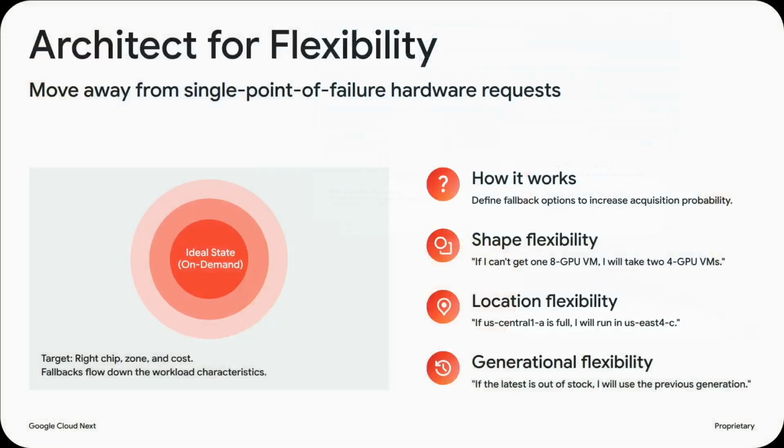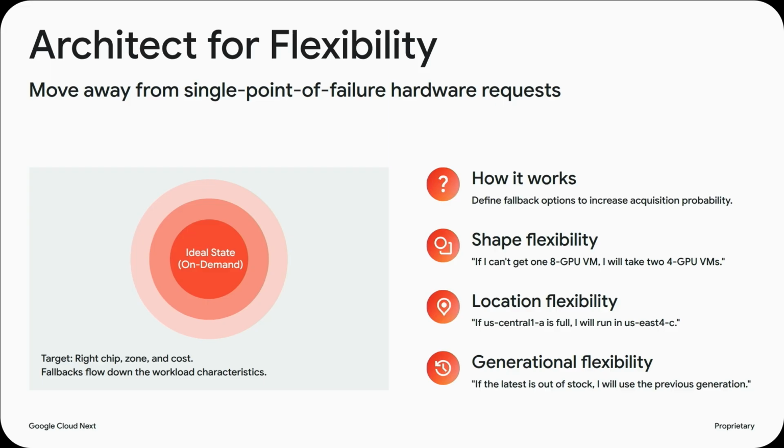Once you've segmented your workloads, how do you actually architect them for flexibility? The most important rule here, especially in the agentic AI era, is to move away from single point of failure hardware requests. True flexibility means designing multi-dimensional fallbacks. These fallbacks can be in the form of shape flexibility, generational flexibility, location flexibility, and more.